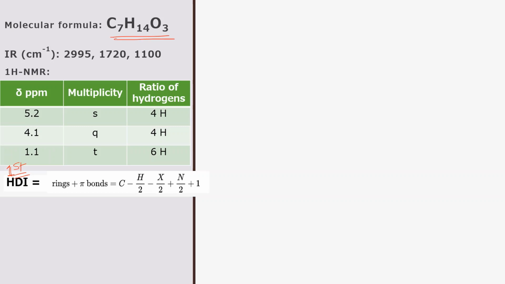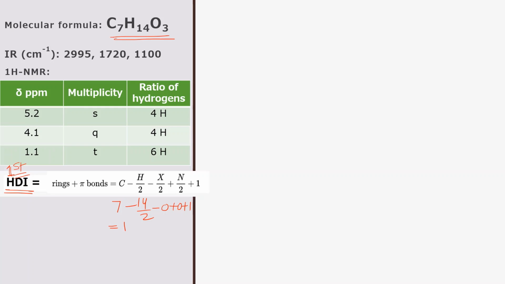Sometimes in certain exams molecular formula is not provided but molecular weight of the compound is provided. So in that case HDI will not help us. For calculating HDI we should have molecular formula with us. Now let us calculate HDI for this. So 7 minus 14 by 2 minus 0 plus 0 plus 1. So the HDI for this particular compound is 1. The calculation of HDI, what is HDI, that I have already explained in my earlier video. You can get link for that video in the description box.